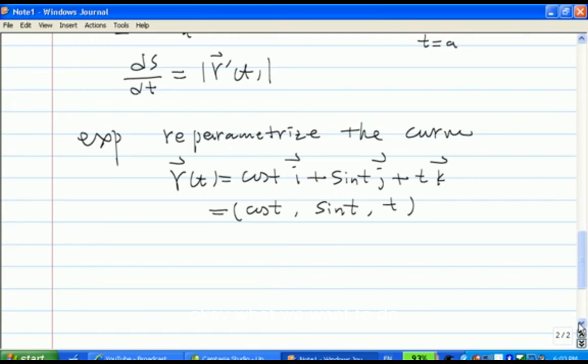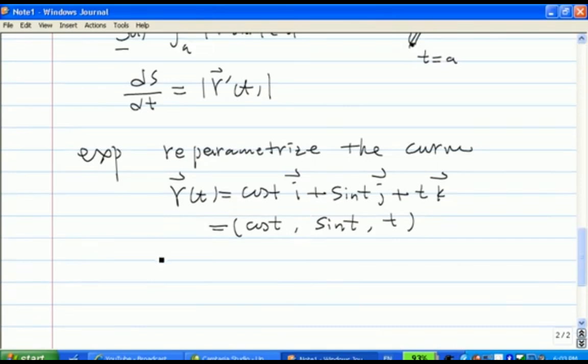What do we want to do? We want to reparameterize this curve. In other words, we don't want to use t as a parameter. We want to use arc length s as a parameter. To do that, we need to find a relationship between s and t. We know s and t are related like this. You have to say at which point your arc length count starts. They said to count from 1, 0, 0.